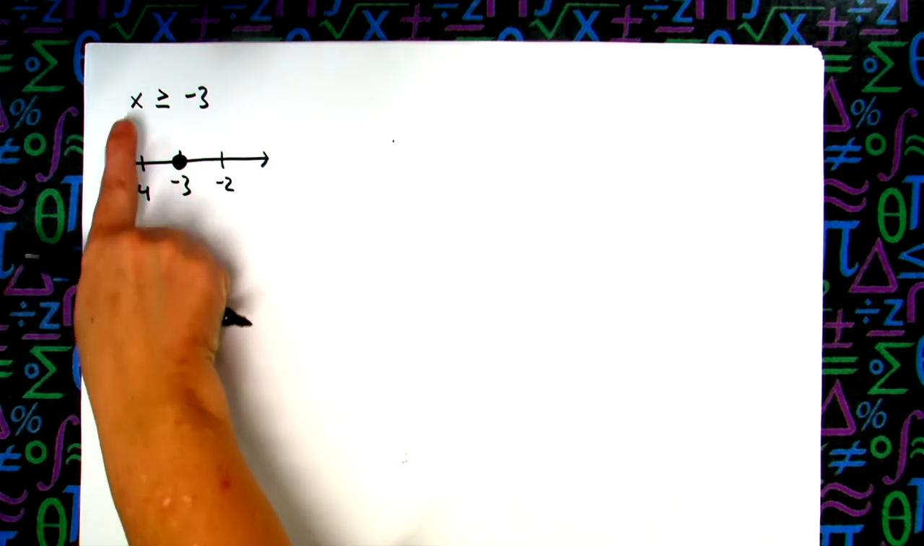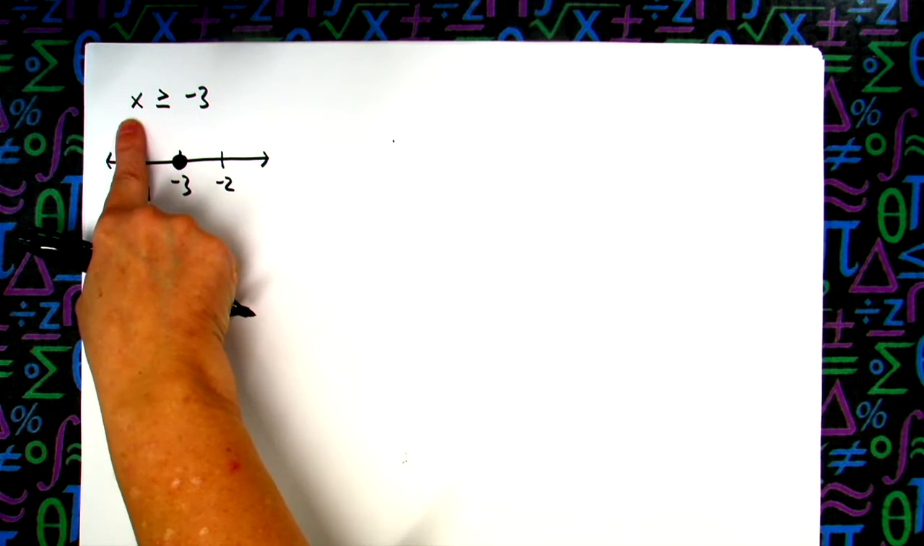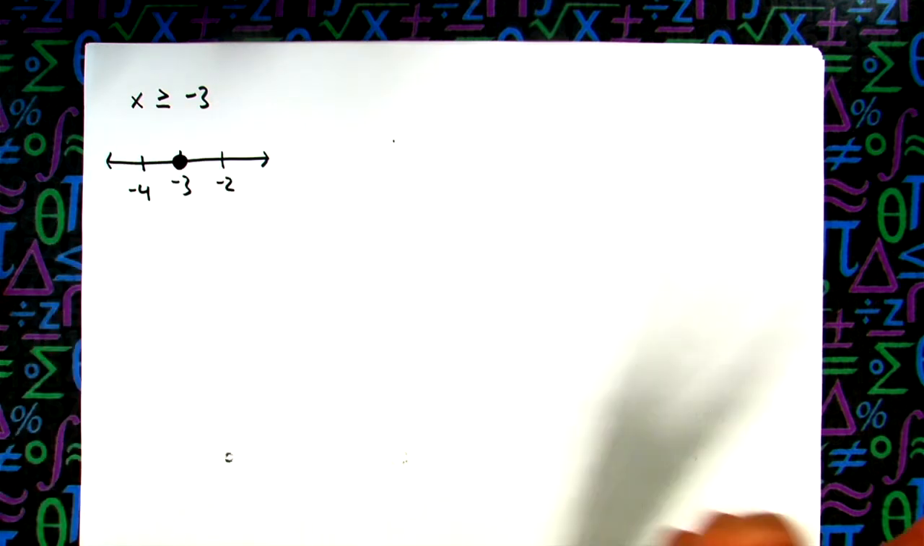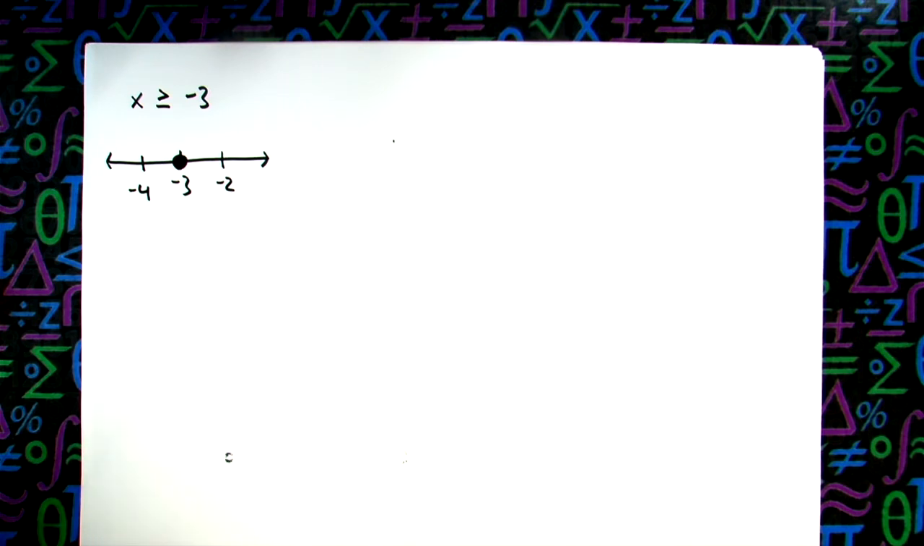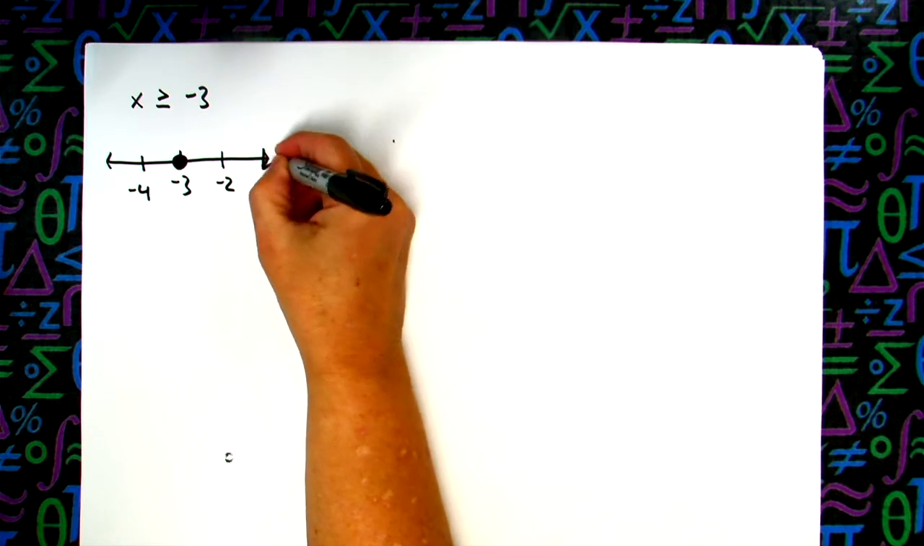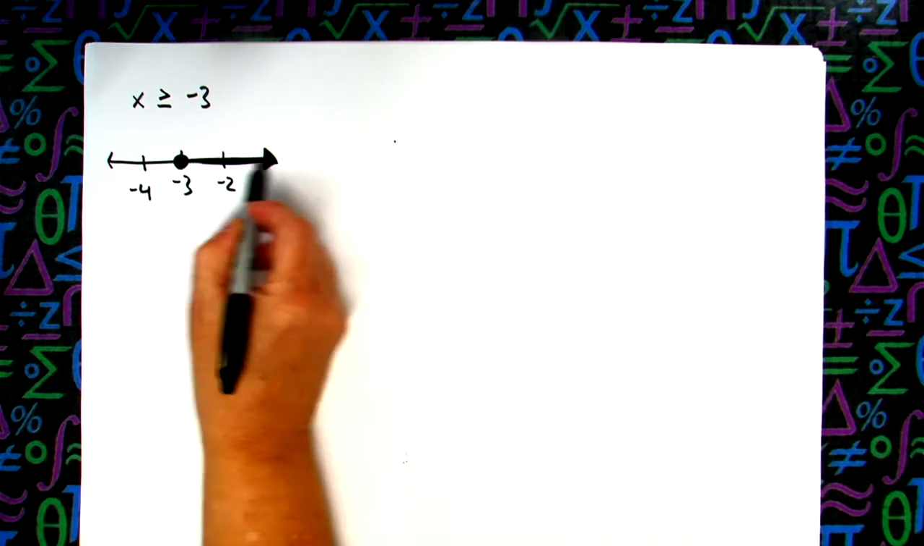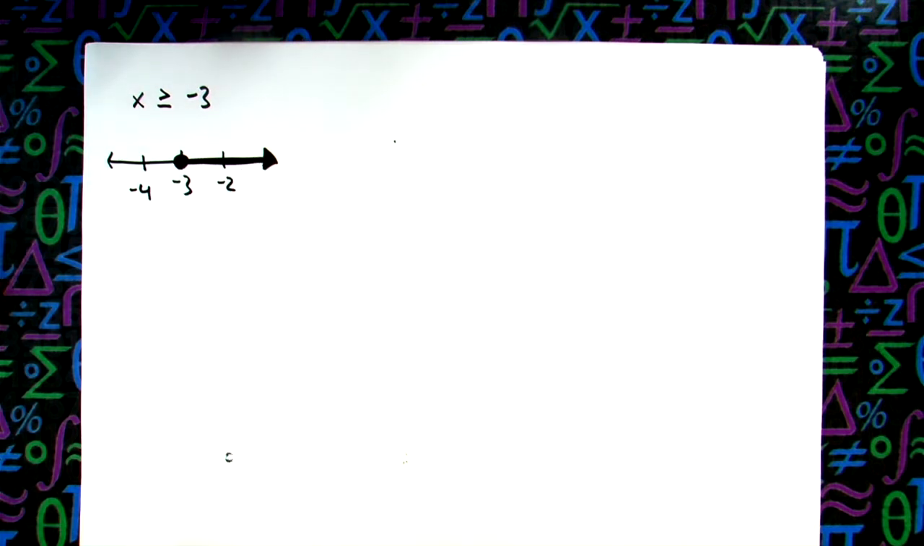All right, and then you ask yourself, read the sentence. X is greater than or equal to negative 3. Where are the numbers that are bigger? Are they on the right or are they on the left? They're on the right. So I want the number line shaded in, not above it, right on top of it. All right, so if you see it with an open dot, that's fine.